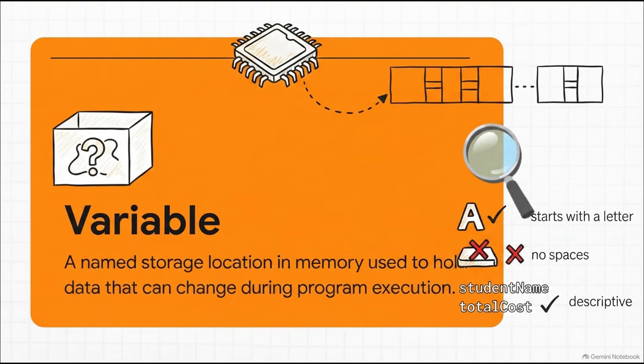The absolute most fundamental building block in programming is the variable. A variable is simply a named storage location in your computer's memory, used to hold data that can change while the program is running. Think of it as a container, or like a labeled box. But to create this box, you've got to follow some pretty strict naming conventions. The universal rules are that your label almost always has to start with a letter, you can literally never use spaces, and you should always make it descriptive, something like student name or total cost.